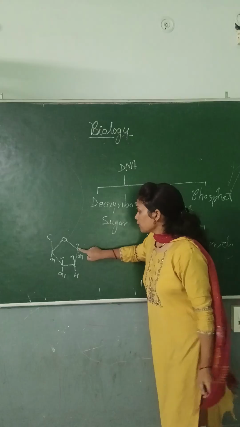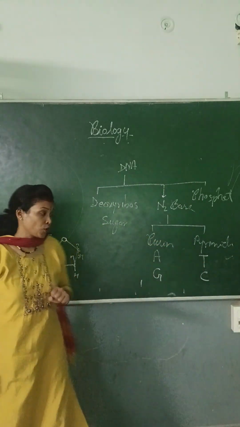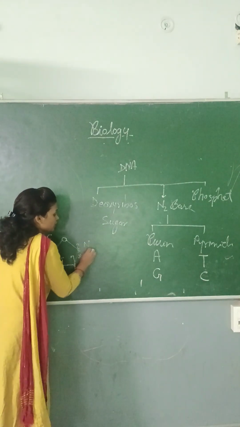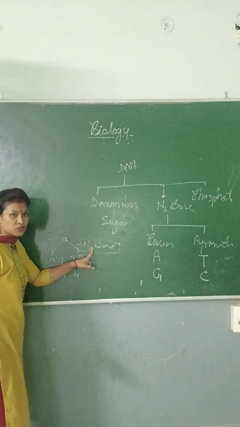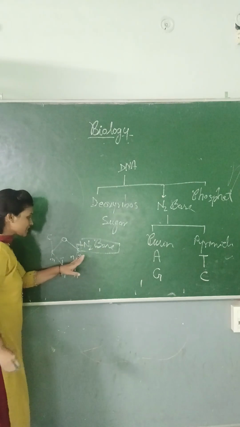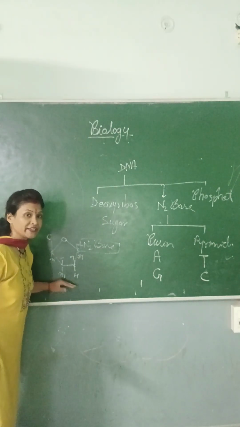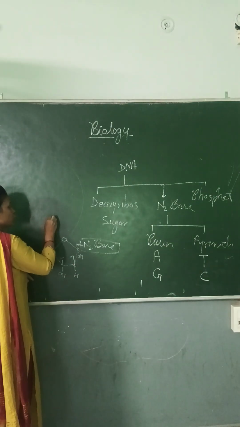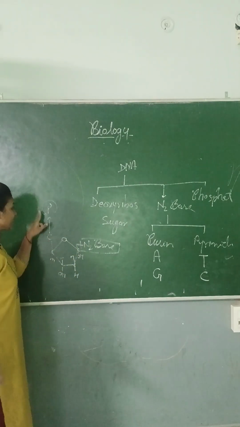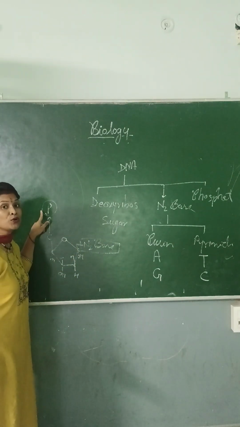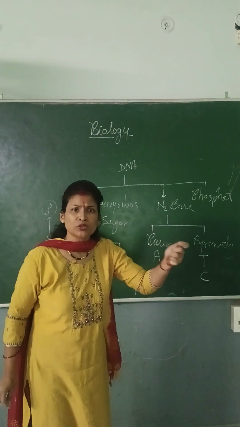Dear students, the first carbon of deoxyribose sugar is always joined with a nitrogenous base by a glycosidic bond. See, the first carbon is joined with the nitrogenous base. Is that clear? And this structure, nitrogenous base and deoxyribose sugar, is known as a nucleoside. The fifth carbon is always joined with the phosphate group. Now, the nucleoside and this phosphate group is known as a nucleotide.